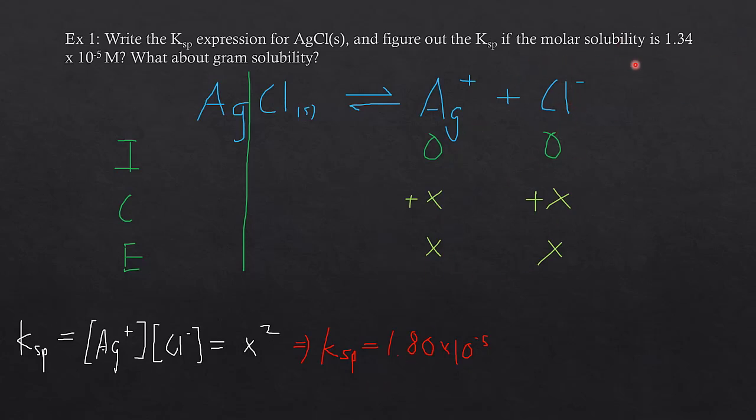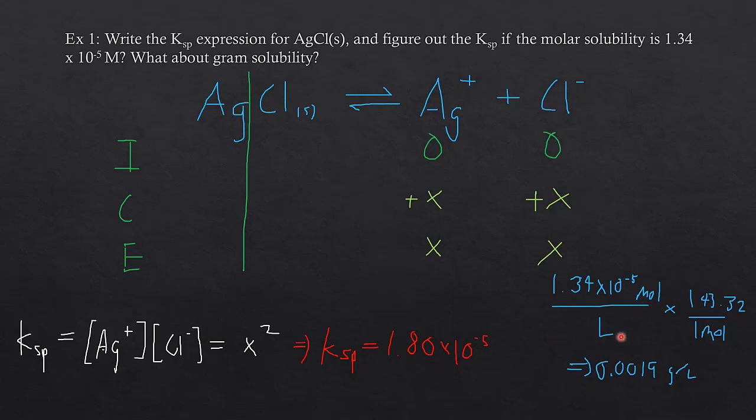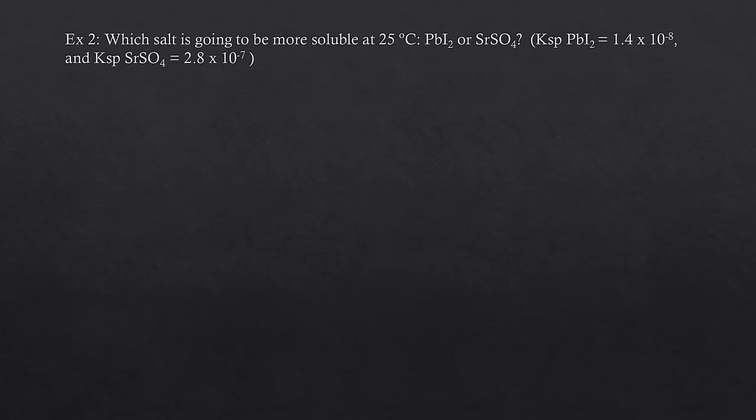And so when you substitute this value of 1.34 times 10 to the negative 5 into x squared, we're going to get Ksp equals 1.8 times 10 to the negative 5. And now to find gram solubility, that's simple enough. So we start off with 1.34 times 10 to the negative 5. So we see over here that's going to be moles over liters. And so just multiplying by the molar mass of silver chloride, we're going to get a gram solubility of 0.0019 grams over liters. And this is telling us how much we can add in 1 liter of solution to be dissolved.